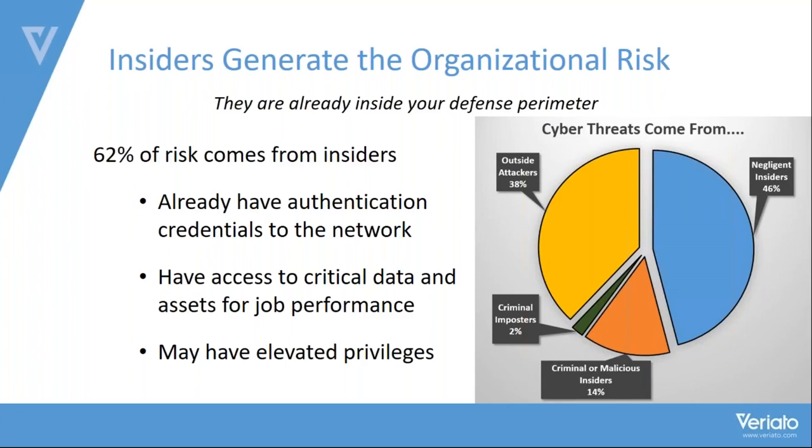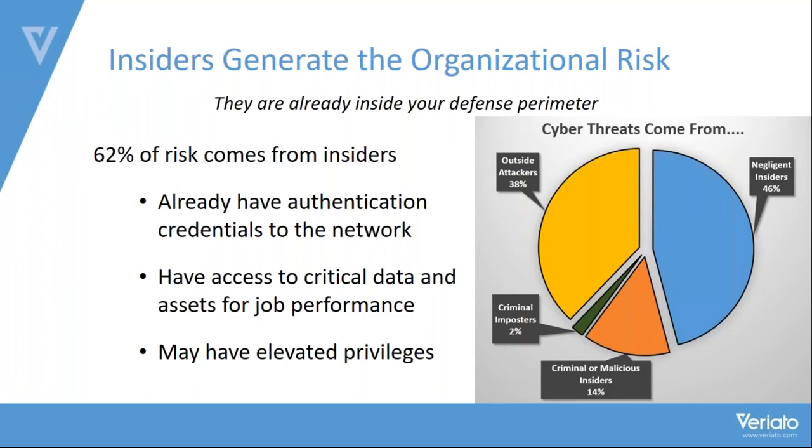Well, I have 62% of risk coming from insiders. Let's break that down. If you look at my diagram on the side, only 38% of those threats come from attackers outside your organization, okay, 38%. So that leaves 62% inside your organization. That remaining 62% comes from your employees, your contractors, other individuals that we have granted authorization credentials. We've allowed them into our system, okay?